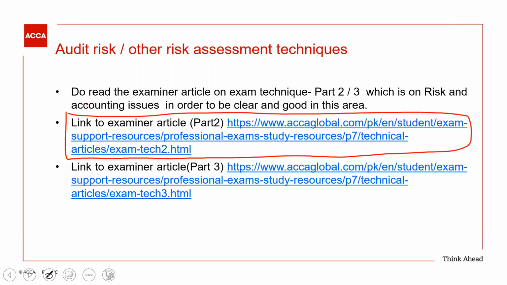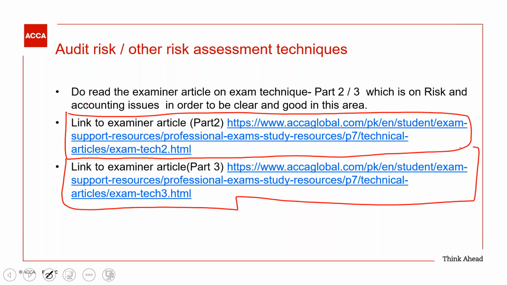Then if you exactly want to know the importance of the accounting issues and how to connect the accounting issues with risk, then this part 3 article is very good for accounting issues and how accounting issues connect with risk. So the part 2 article is about techniques, how to write an answer, and the part 3 article is about accounting techniques to connect with the risk question. So both these articles must be downloaded, must be read before you start to practice, right?